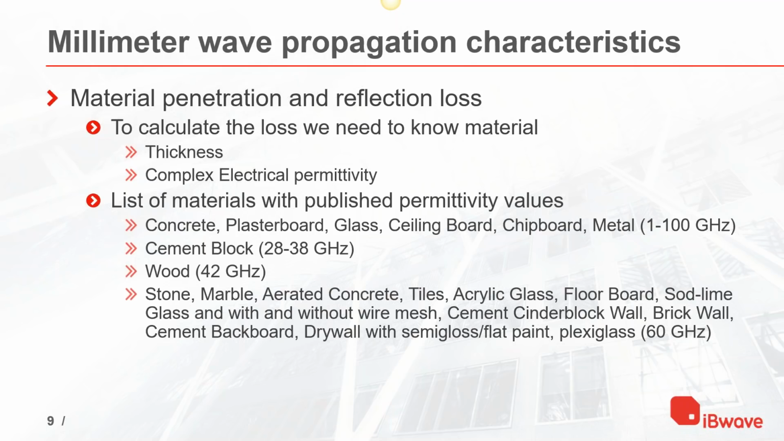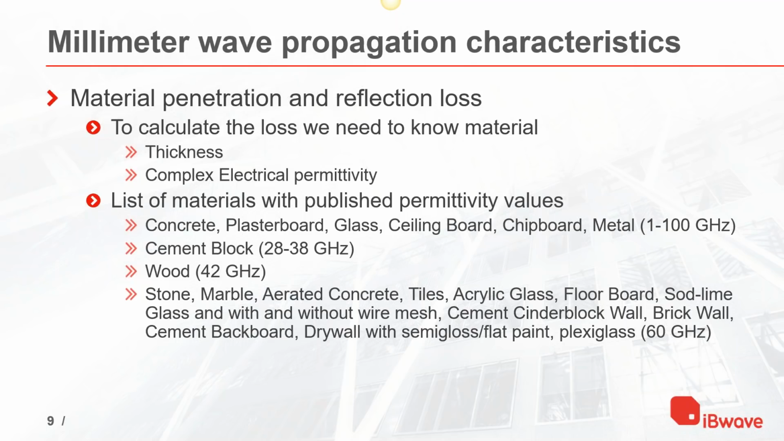And I'm now listing the materials with published permittivity values in the frequency range of interest. This first row that has concrete, plasterboard, glass, ceiling board, chipboard, and metal has been published in the range from 1 to 100 gigahertz. Cement block is in the range that we are interested in, 28 to 38. So those listed, 1 to 100 and 28 to 38, is what we are looking for. Wood is a little bit off. It is at 42 gigahertz.